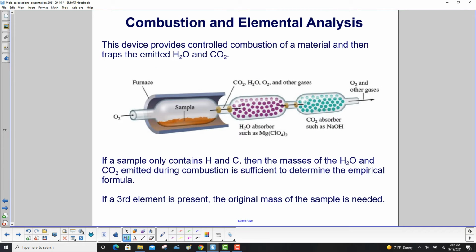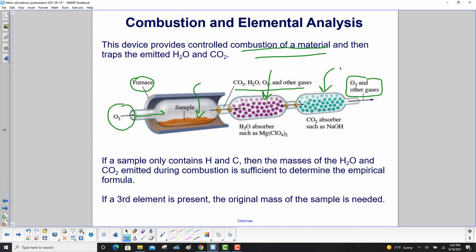This device provides controlled combustion of material, burning it, and then traps the emitted water and carbon dioxide. So we have our oxygen coming in here, and this is a furnace, so it reacts with the sample, and it emits carbon dioxide, water, oxygen, and other gases. The first area here, we have a water absorber, such as magnesium perchlorate. Second one, we have a carbon dioxide absorber, such as sodium hydroxide. Then, what comes out the other side would be oxygen and other gases.